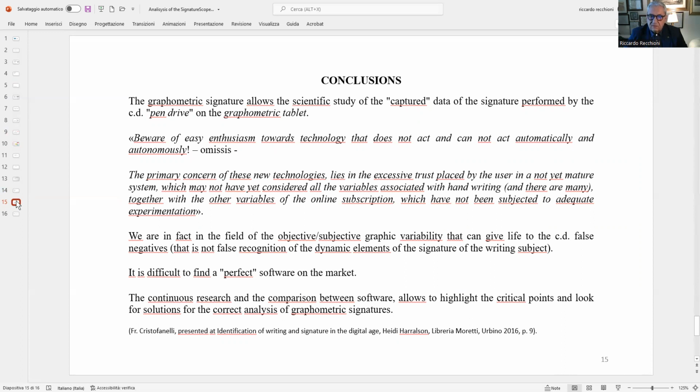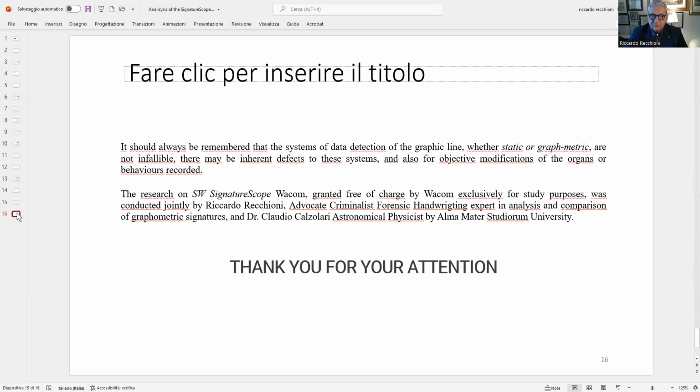The continual research and the comparison between software allow us to highlight the critical points and look for solutions for the correct analysis of graphometric signatures. It should always be remembered that the systems of data detection of the graphic line, whether static or graphometric, are not infallible. They may have defects inherent to the system, and also be affected by objective modification of the organs or behaviors of the recorder.